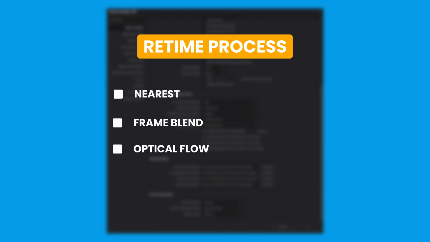The first is Nearest, and this is the simplest method. Resolve just duplicates or skips existing frames to achieve the speed change. It's the fastest, but it can also look choppy on slow motion. Next is Frame Blend, and Resolve blends the adjacent frames together to create smoother motion. It's better than Nearest, but it can look slightly soft or ghostly. And then we have Optical Flow, and this is the most advanced of the three. Resolve actually analyzes the motion between frames and generates brand new in-between frames to smooth things out.